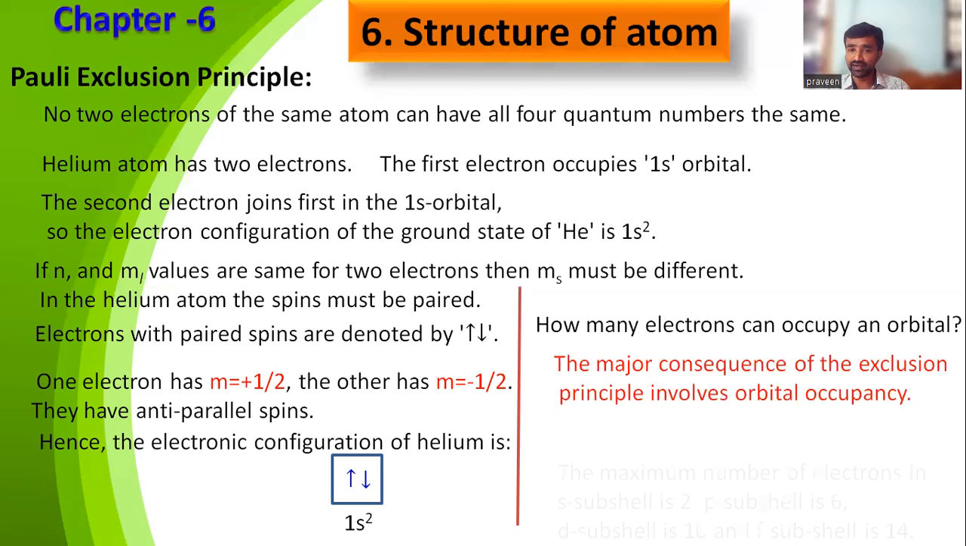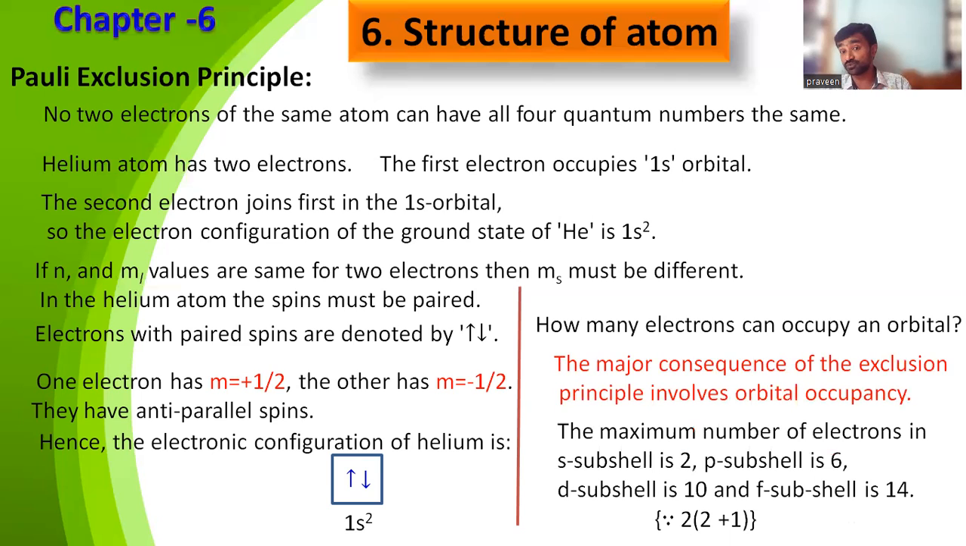The maximum number of electrons in the subshells is: s is 2, p is 6, d is 10, f is 14, according to the formula 2 into 2l plus 1. So the number of electrons occupying the s, p, d, f subshells is given by a formula. How can I fill them always with 2 electrons each? For this, what do I require? Degenerate orbitals in each. The maximum occupancy of an orbital is only 2.